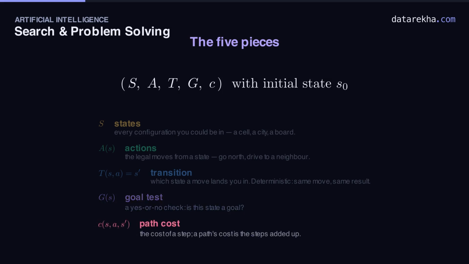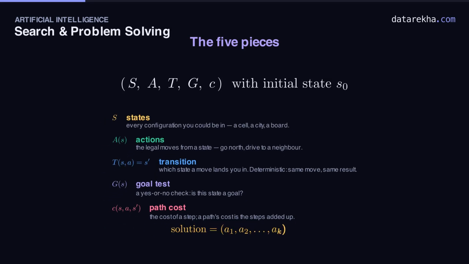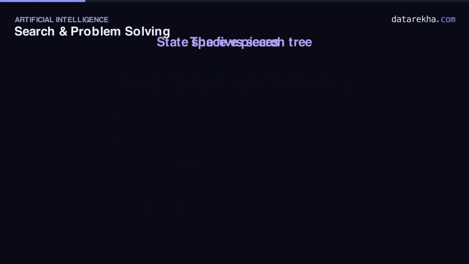And fifth, path cost. Each step carries a cost, little c of s, a, s prime, and a path's total cost is just those step costs added along the way. Put them together with the starting state, s naught, and a solution is a sequence of actions that carries you from the start to a goal. The best one, the optimal solution, is the one whose total cost is smallest.